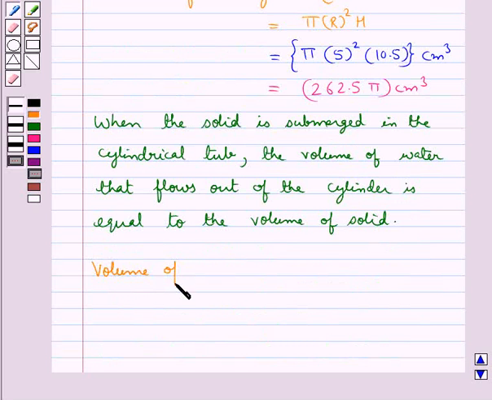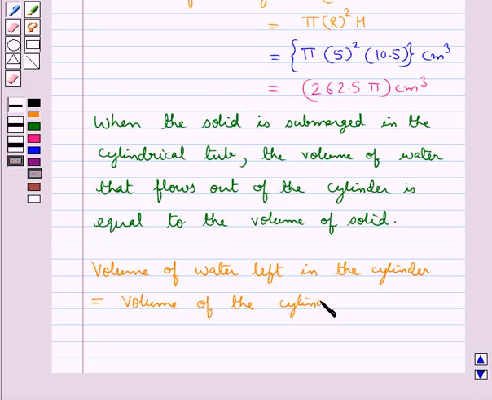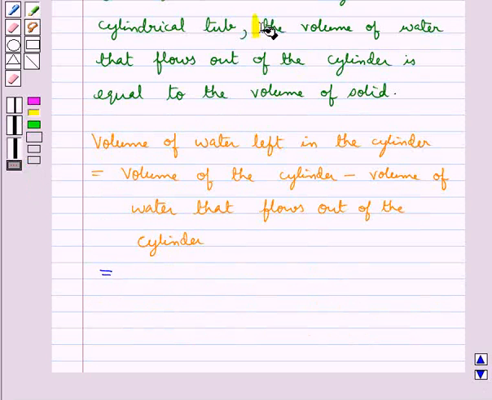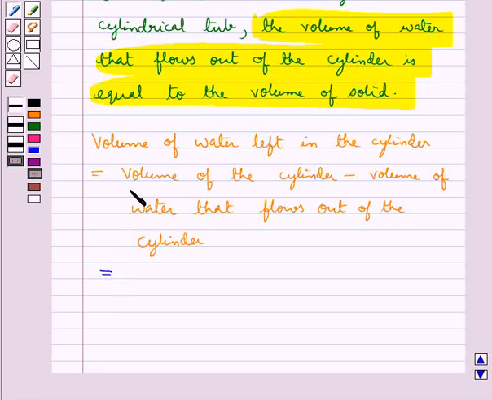So, volume of the water left in the cylinder is equal to the volume of the cylinder minus the volume of the water that flows out of the cylinder. Now, since volume of the water that flows out of the cylinder is equal to the volume of the solid, so this would be equal to, that is, the volume of water left in the cylinder is equal to volume of the cylinder minus the volume of the solid.